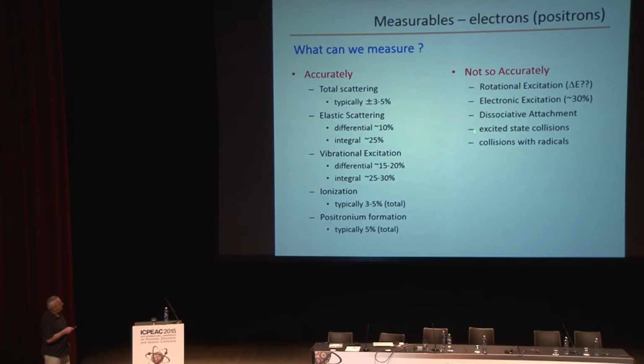But dissociative attachment, excited state collisions, and collisions with radicals, and I'll say a little bit more about these two later in the talk. Almost impossible is to measure neutral dissociation, to actually be able to tag neutral fragments after a dissociation process, measure their energies, and assign a cross-section.